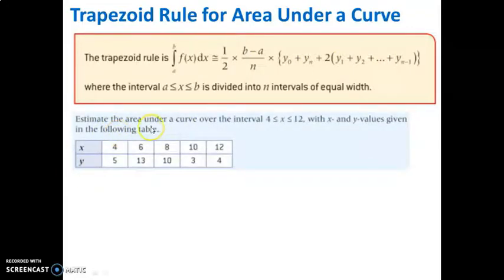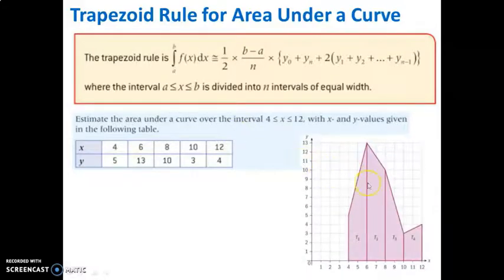Estimate the area under a curve over this interval 4 to 12. And we can see here we're given coordinates. These are the coordinates of all the corners of the trapezoids. So 4, 5 is one corner, 6, 13, 8, 10, etc. But you can see the interval x equals 4 to x equals 12, beginning and end. Okay, so how are we going to find the area under this curve using this rule?